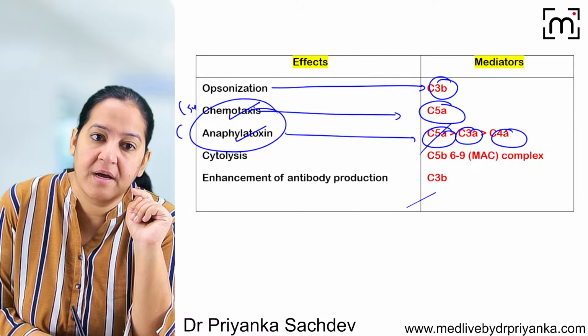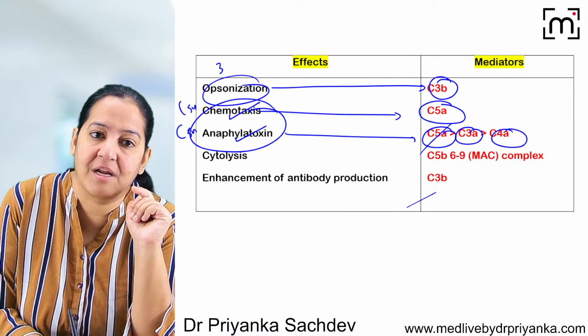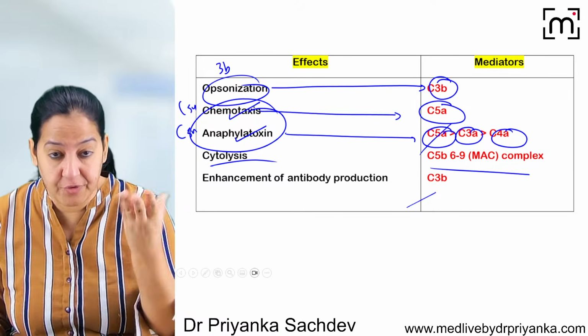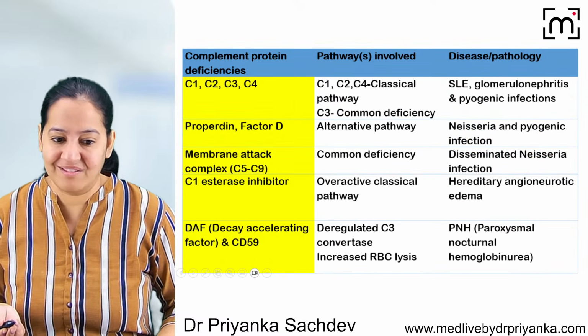Here also 5A, here also 5A. And here opsonization is done by 3B. Opsonization is done by 3B. Cytolysis is C5 to C9. They cause the rupture of the cell. Okay, so this is how you have to learn the functions.